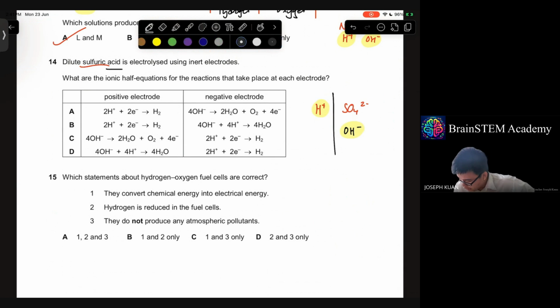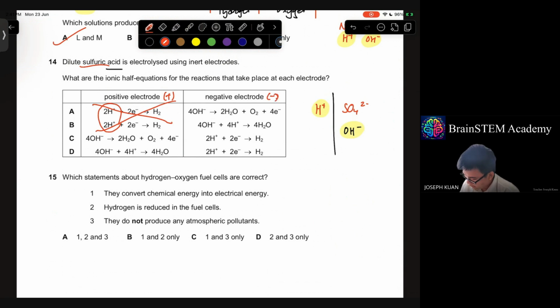Now, the location where they are discharged is dependent on the charge of the electrode. The positive electrode, also known as the anode, will attract negative ions instead of positive ions. And our negative electrode should attract positive ions instead of negative ions. So the right equation is C. When hydroxide ions are discharged, it should form water, oxygen, and 4 electrons instead of equation here at D.